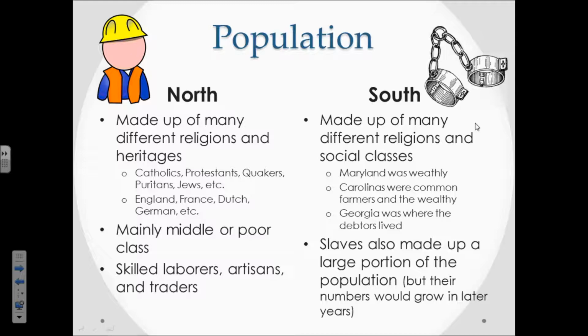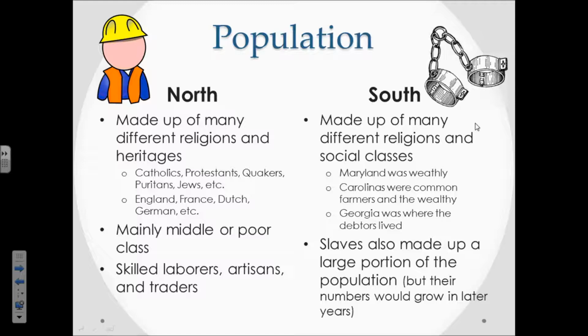Now, the population in the North is also mainly middle or poor class. They don't have a lot of wealth coming, which is going to help with their power struggles. They're going to be more united as a people than the Southern colonies. And most of the population are skilled laborers, artisans, and traders. They're the working class.